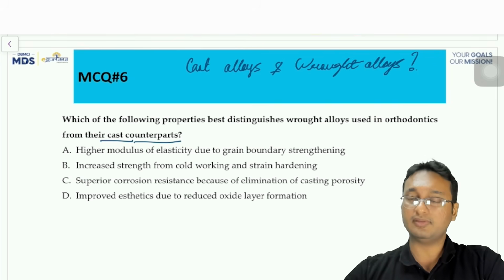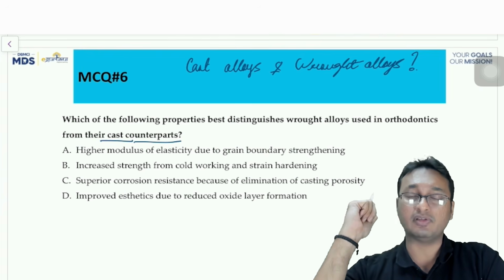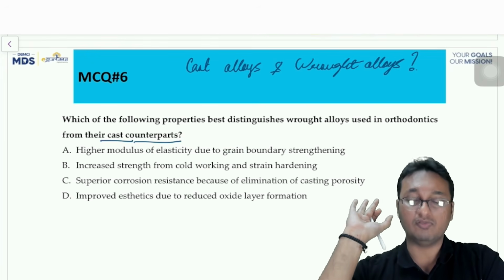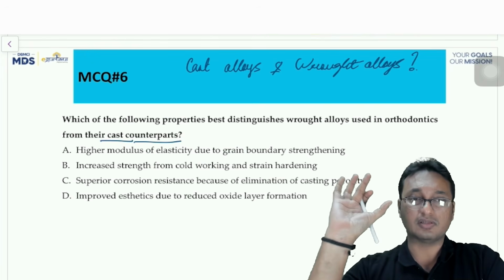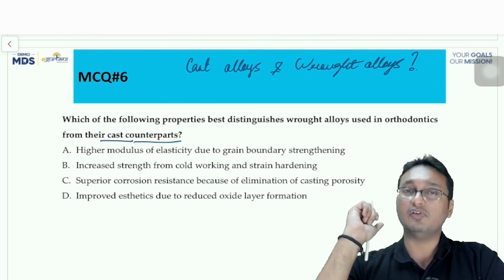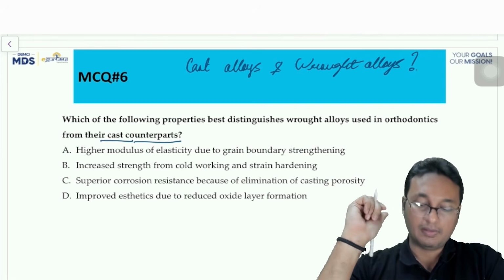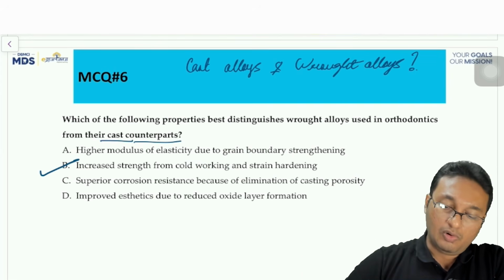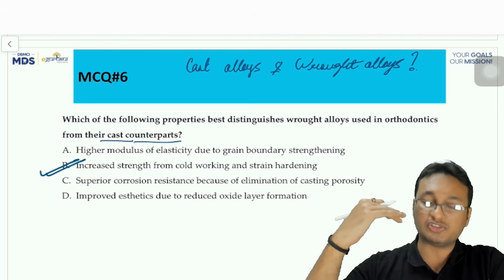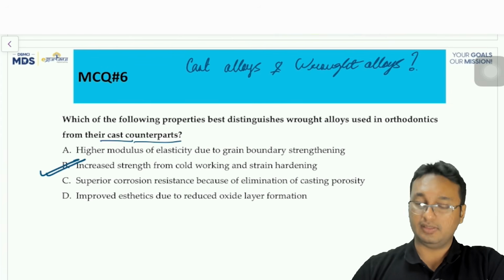What do you think should be the answer? As I said, even though the chemical composition of cast alloys and wrought alloys is the same, still they are different. In what category? They differ from each other only in terms of physical properties. Wrought alloys are better in terms of physical properties because they are cold worked and strain hardened. So because of that, the strength is increased. Okay. So option B is the correct answer here.